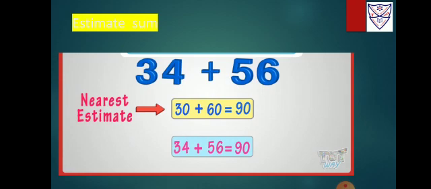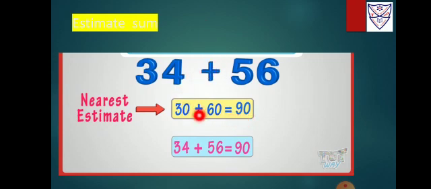Estimate the sum. Now, students, here 34 plus 56. Here also we have to round to the greatest place. Here 34 and 56 are both tens, so we will round to the tens place value. So as per the rule, if we round 34 to the nearest tens, then the answer is 30. If we round 56 to the nearest tens, then the answer is 60. Now which sign is there? Addition. So if we add these, the answer we get is 90.